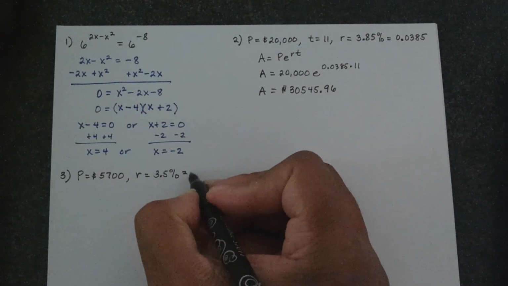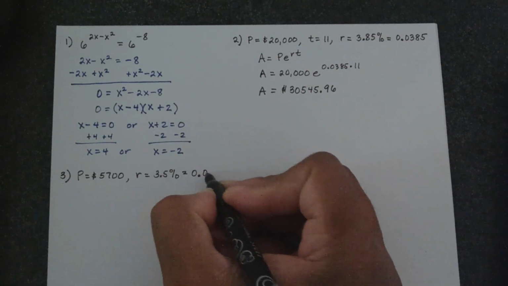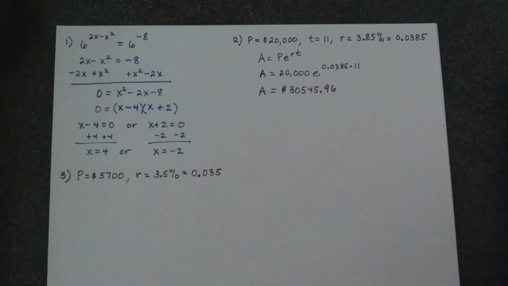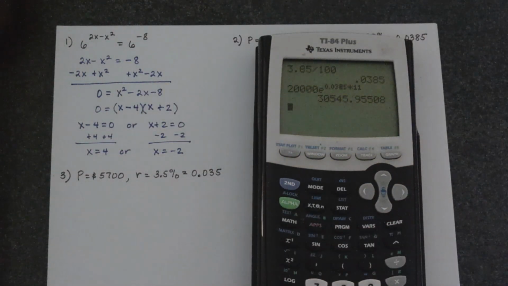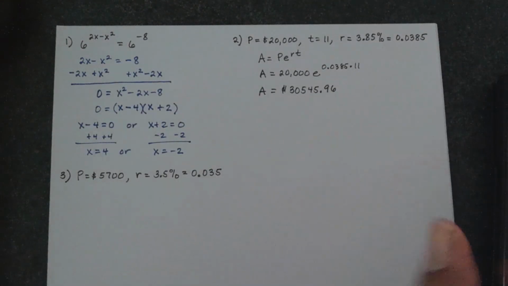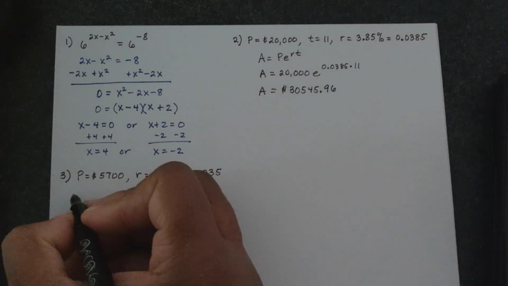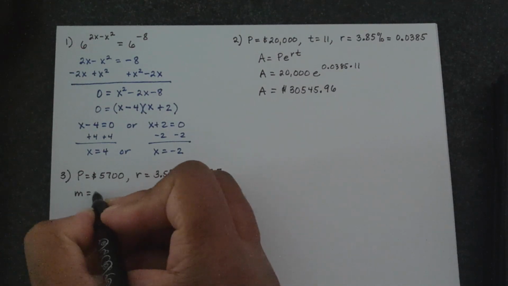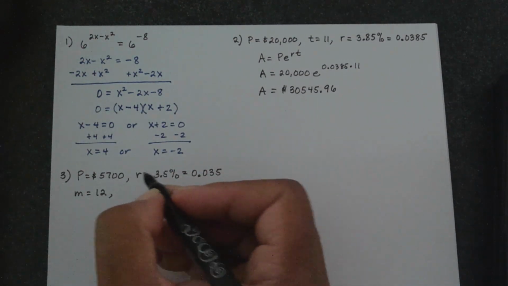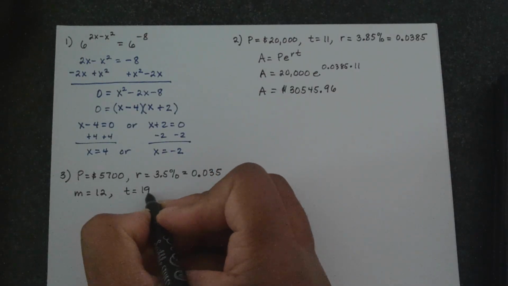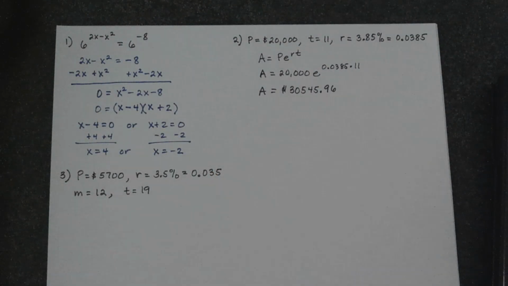And 3.5% as a decimal would be 0.035. So take that and divide that by 100. That'd be 0.035. And it says here, if it's compounded monthly, we need to know how many months are there in a year. That will be 12. And this will be for 19 years. So T is going to be 19.